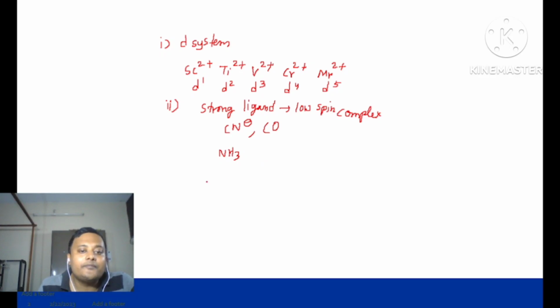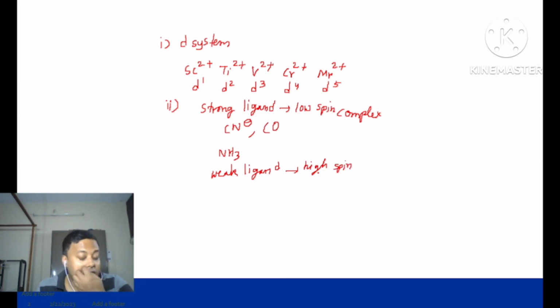And which are the weak ligands? All halogens and water are weak ligands. And weak ligand gives a high spin complex. Weak ligand, high spin complex. That means electrons are in unpaired condition, and low spin means electrons are in paired-up condition.